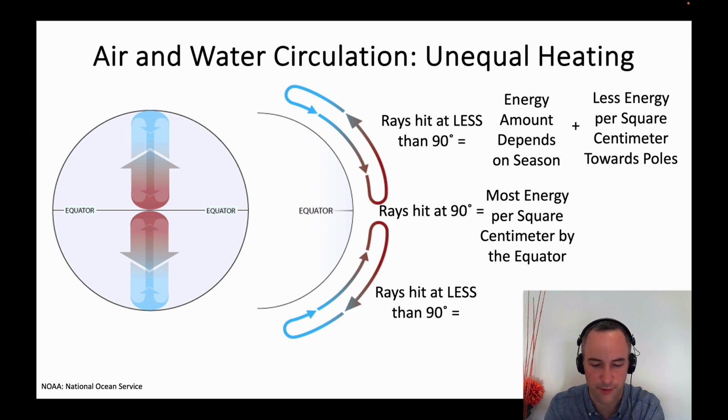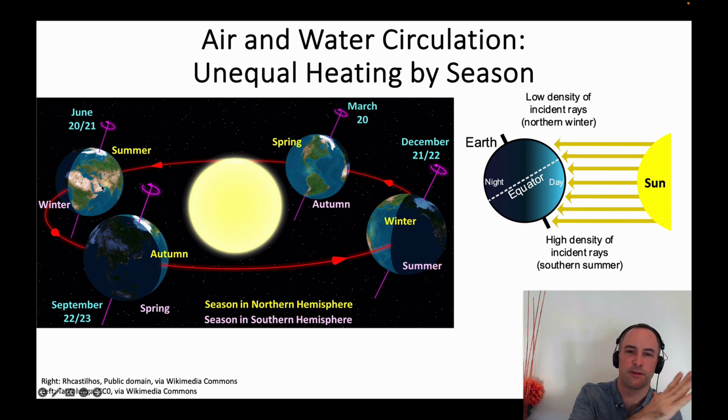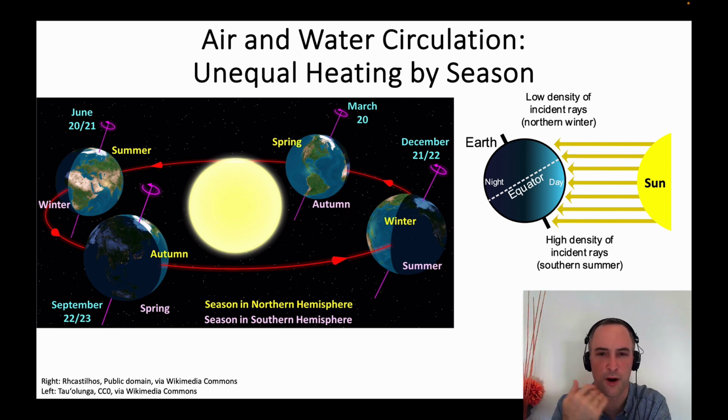But this Coriolis effect then acts on this, and we end up with the gyres that we'll talk about in a second. So if we're thinking about the different seasons for this, we've got the sun over here to the right. In a northern winter, we get fewer rays per square centimeter, and this would be a high density of incident rays in the southern summer. And the Earth is rotating around the sun at that same angle. So it's literally where you are in space around the sun.